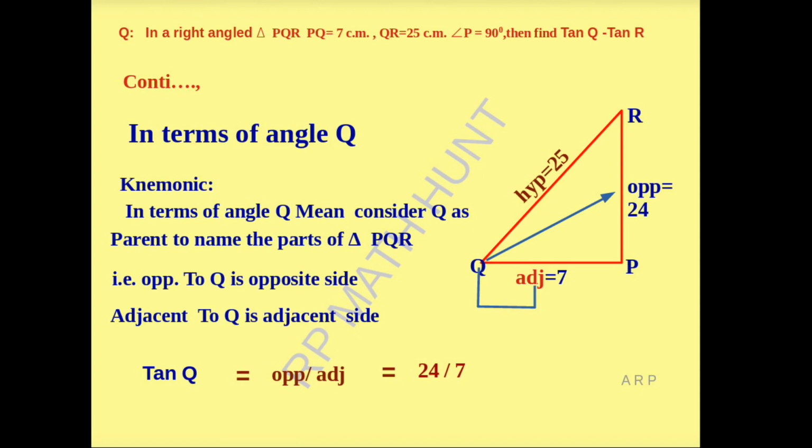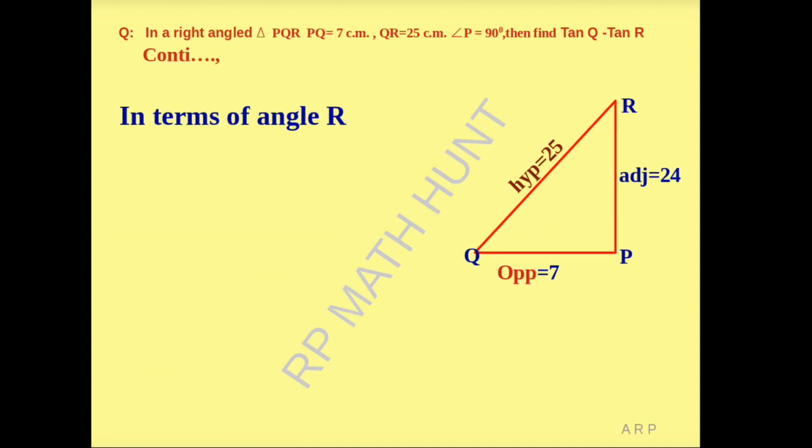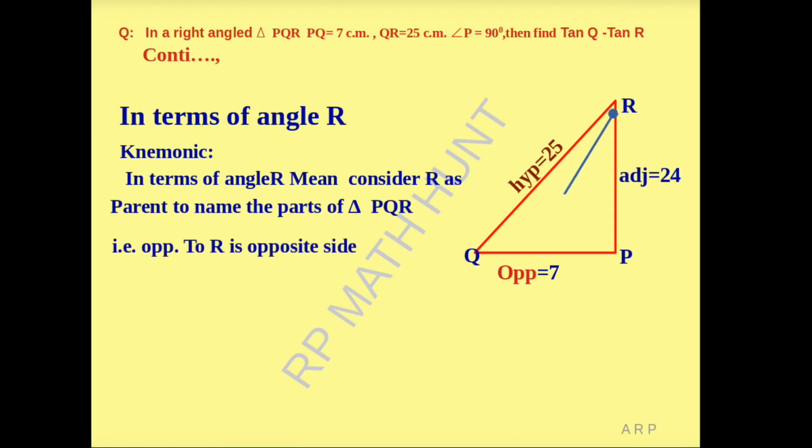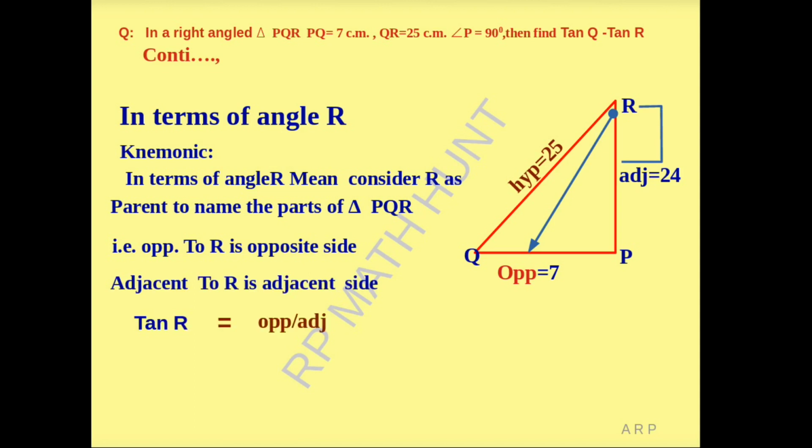Now, in the same triangle, in terms of angle R, again keep the mnemonic in memory. In terms of angle R, consider R as the parent to name the parts of the triangle PQR. That is, opposite to R is the opposite side now. Adjacent to R is the adjacent side now. Tan R is equal to opposite by adjacent, that is equal to now 7 by 24.